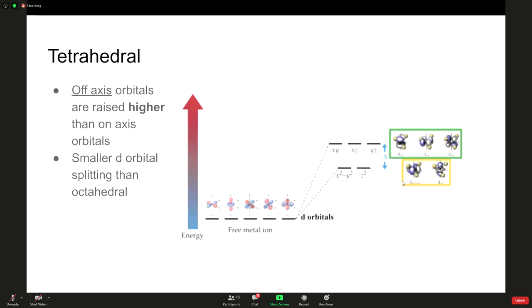Okay, and then for tetrahedral in this case, the way that the geometry is structured makes it so that it's flipped. So the off-axis orbitals are raised higher than the on-axis orbitals. Another thing to recognize here is that the splitting for tetrahedral is smaller than the one for octahedral. The reason is just how the overlap works. With the octahedral, we have greater overlap. Everything's like a 90 degree angle over there. With the tetrahedral, it's less of a direct overlap. So we have less of a splitting.